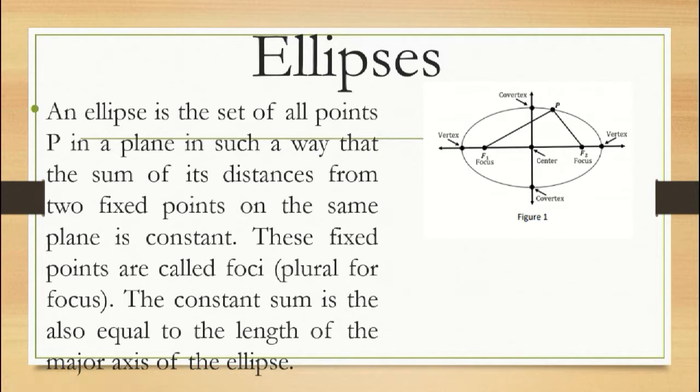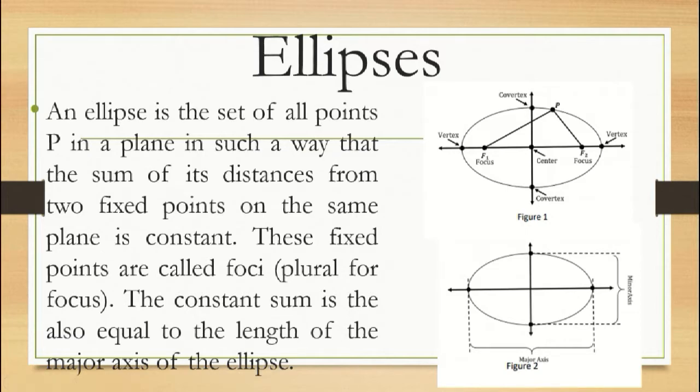Now, let us consider figure number 1. As what you can see, there is point P here. And all points here around the ellipse can be considered as point P. The sum of its distances from the two fixed points is constant. Meaning to say, when we say constant, it is a quantity that does not change its value. On the other hand, the constant sum is also equal to the length of the major axis of the ellipse. The major axis here is the longest diameter in our ellipse.